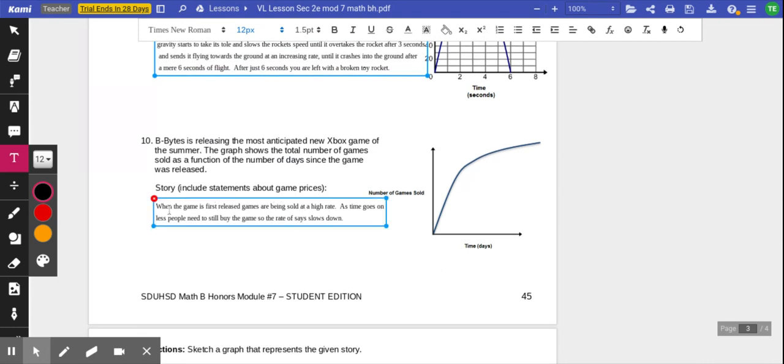Here we're selling something. When a game is first released, games are being sold at a high rate. Everybody wants it. Now most people that want it have it. So here is just a slower rate because people are picking it up that just didn't get a chance to get it yet. As time goes on, fewer people still need to buy the game. So the rate of sales slows down. That should be sales.